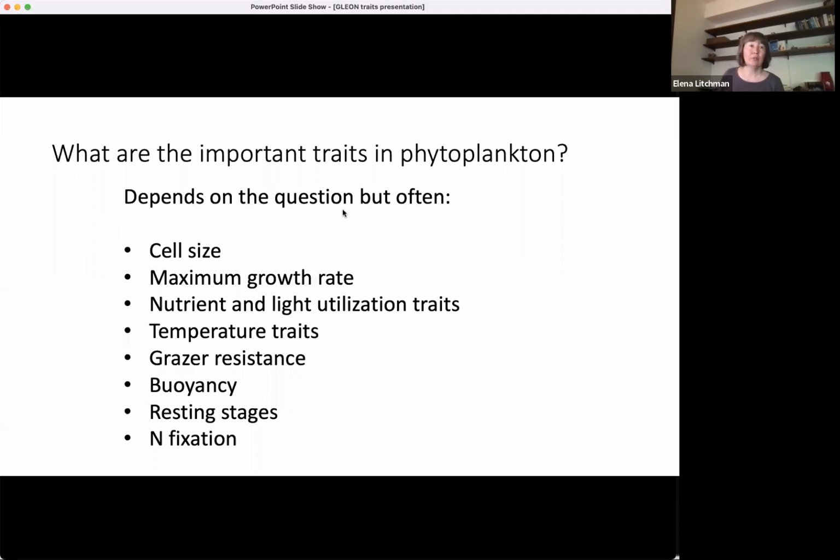So of course, it depends on the question that you're interested in, but often the important traits are cell size, and it is often called master trait. And so then the maximum growth rates, nutrient and light utilization traits, or competitive abilities for nutrients and light. Then temperature traits, grazer resistance, buoyancy, resting stages and dormancy, nitrogen fixation. And of course, this list is not complete.